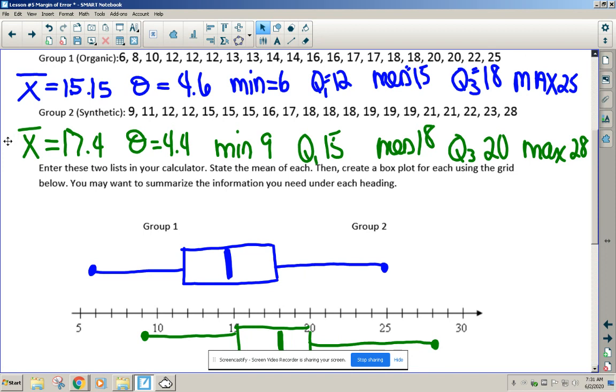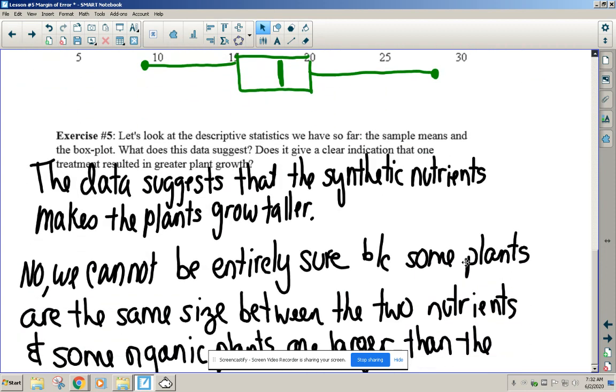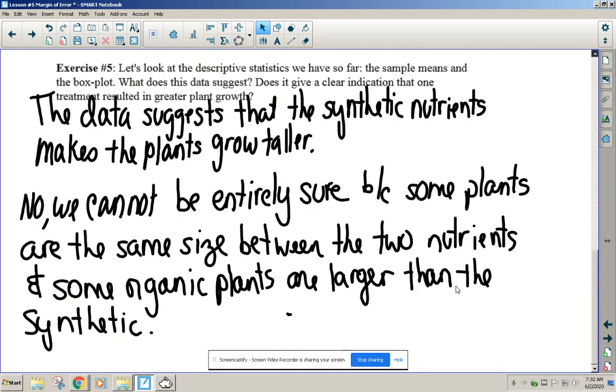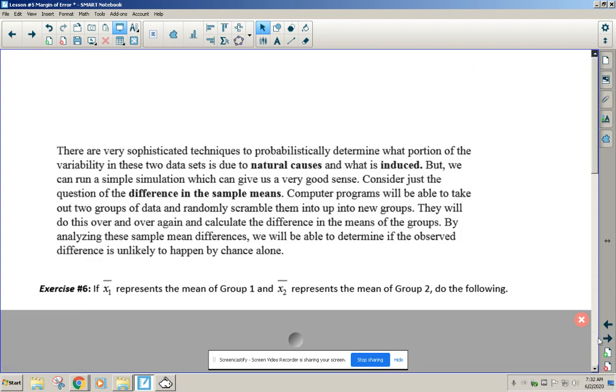So even though it suggests, we cannot be entirely sure because there's just really not enough information in these small samples. So that's what it says here. So again, these few pages you should absolutely print out just so you have a lot of this important information and not have to write it all out.